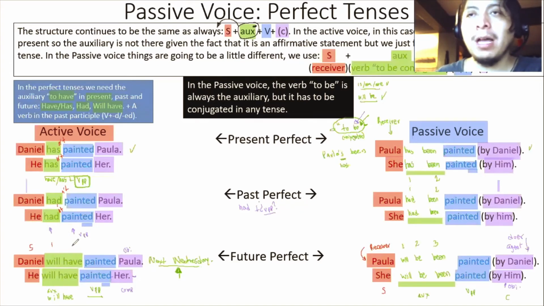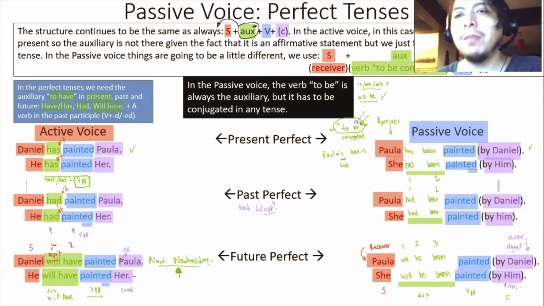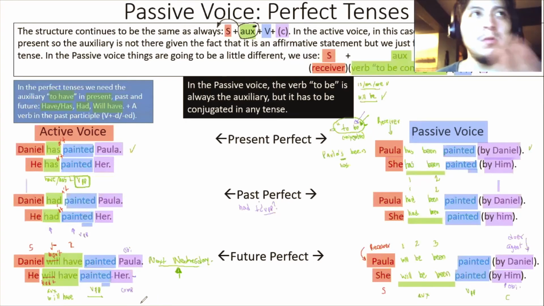Daniel will have painted Paula. What happens when we have 2 words as the auxiliary, 1 and 2? Only the first one takes the negative. So you say, Daniel won't have painted Paula, or he won't have painted Paula. Very good. It is always the same.